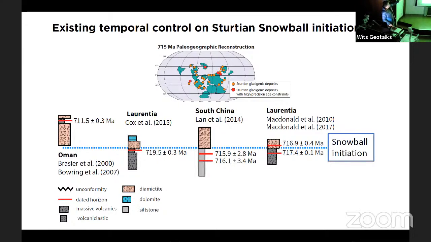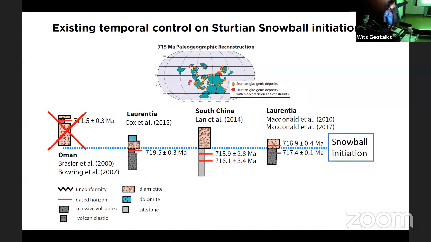But this is a summary of all the existing geochronological constraints on the beginning of the Sturtian Snowball Earth. I'm going to briefly describe why none of them are great tests of synchronicity, right? Is the glaciation starting at the same time? We'll start with the first one in Oman, which is a date on an ash bed, but it's within the diamictite. So it's not telling us when it started. It's just a minimum constraint on when it started, right?